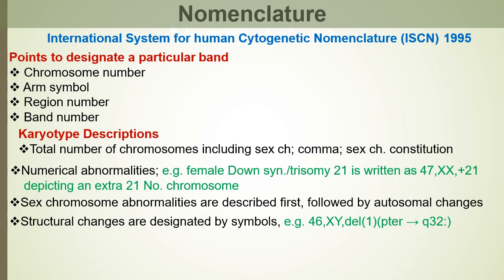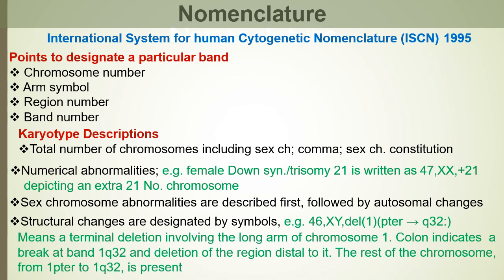Say for example, 46,XY,del(1)(pter→q32:) means a terminal deletion involving the long arm of chromosome 1. Colon indicates a break at band 1q32 and deletion of the region distal to it. The rest of the chromosome from 1p terminal to 1q32 is present.